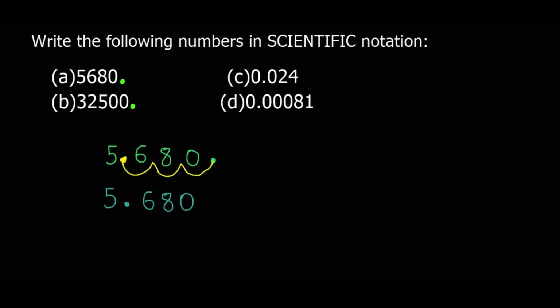5.680, and then we will add times 10 to the power 3. This is because we moved this decimal point 3 times. 1, 2, 3. So we add 3, and then we add positive because this number is a very large number. But for this one, we will add the exponent as negative because it's a very small number. So this is our answer for part A. Let's look at part B.